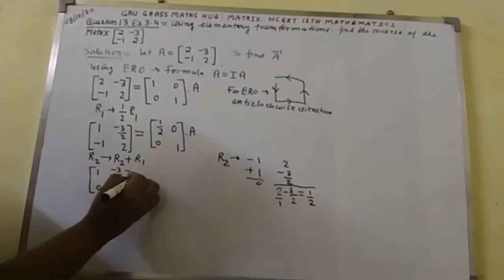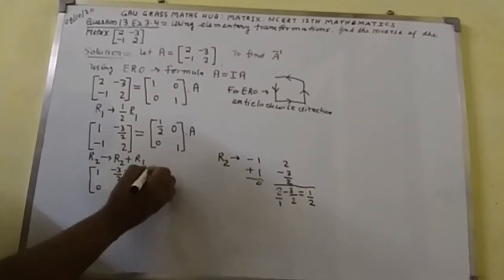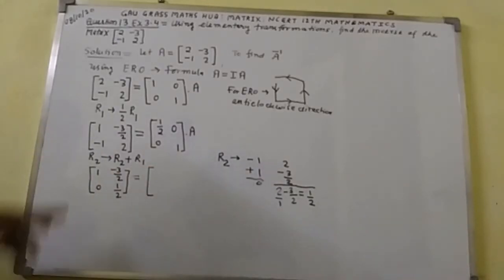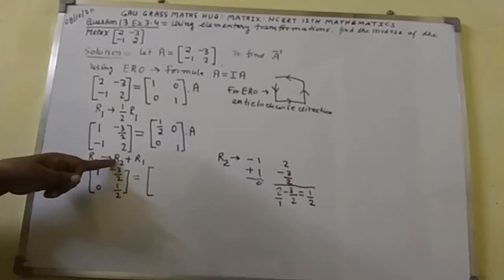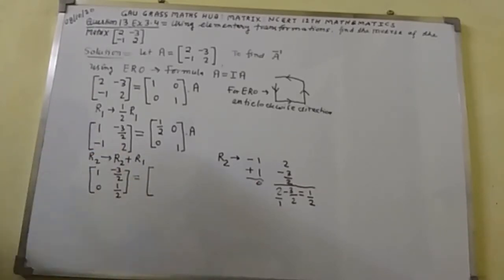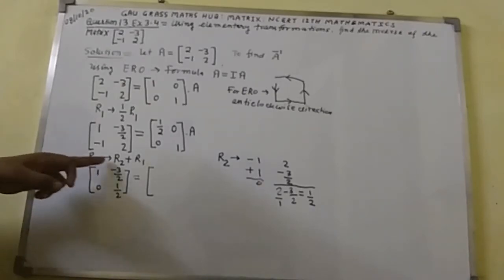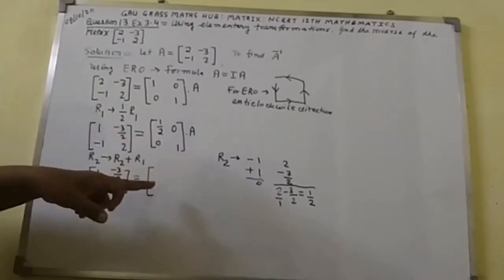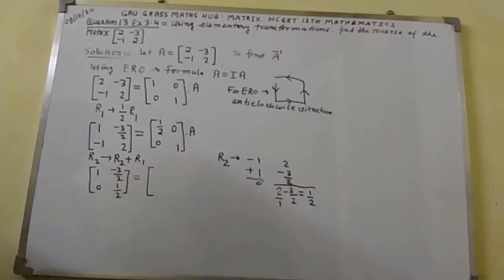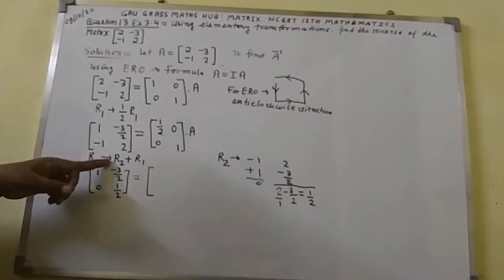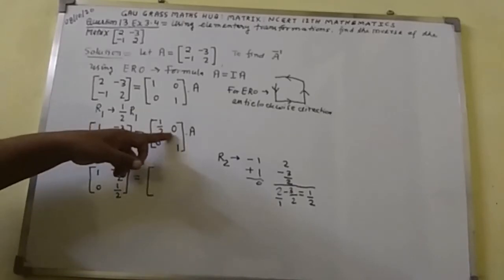Equal to, in this matrix I have applied this property. I have got this matrix. By applying this property in this matrix, we shall get the new matrix here. This property will be applied in this matrix also.